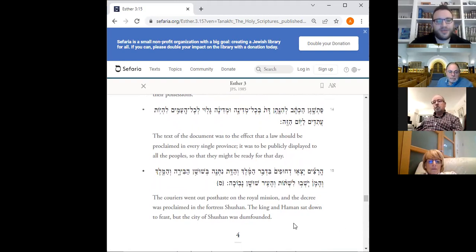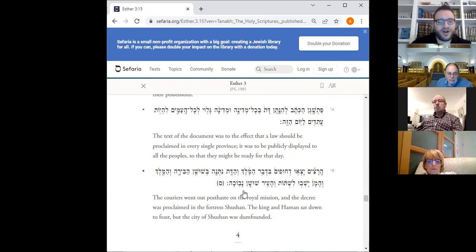And this is the first time we see this idea of things happening quickly. It's going to continue happening. This word's going to become more and more common. The king and Haman sat down to feast. It's interesting, they use the word feast here. The Hebrew word is lishtot, which really means to drink. They sat down to drink to their new accord.